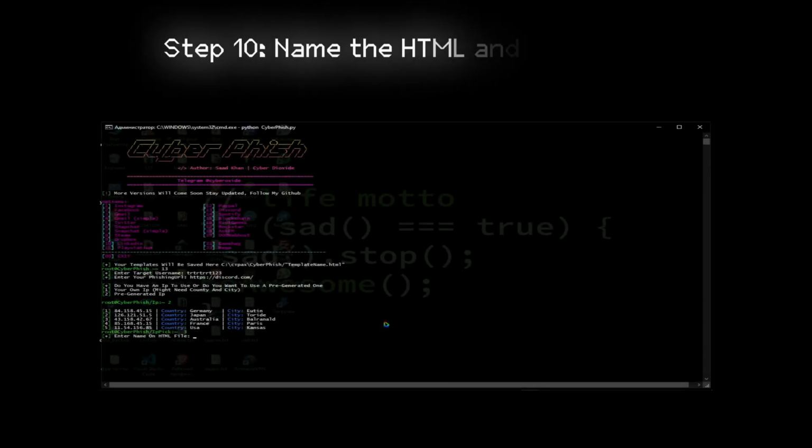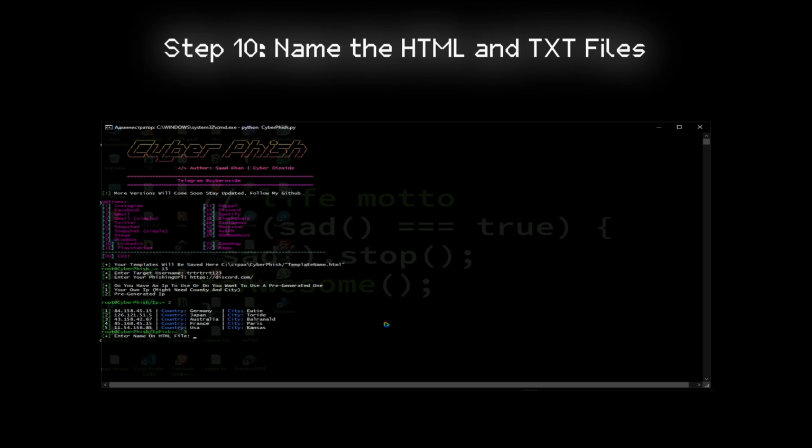Step 10. Name the HTML and TXT files. After that, you need to name your phishing files. First, name your HTML file. For simplicity, use index.html. Then, name the TXT file where captured data will be stored. It's a good idea to use the same name, so enter index.txt as well.